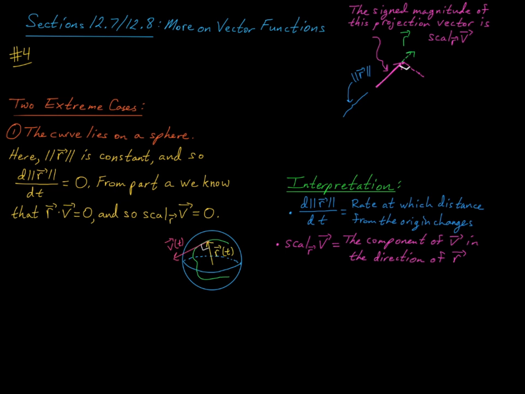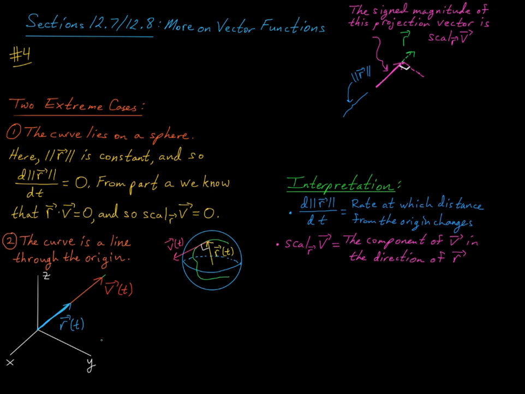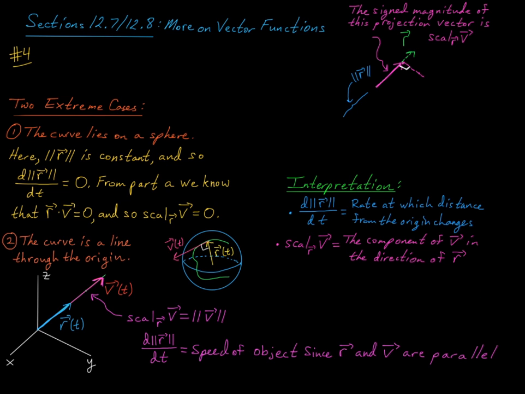As another extreme case, we can consider the scenario where our curve is actually a line through the origin. Here, our position vector and our velocity vector are parallel to this line. And so V perfectly aligns with our position vector. If I project V onto R, that's just going to give me V itself. And so this scalar projection is just going to tell me the magnitude of the velocity, which is just our speed.